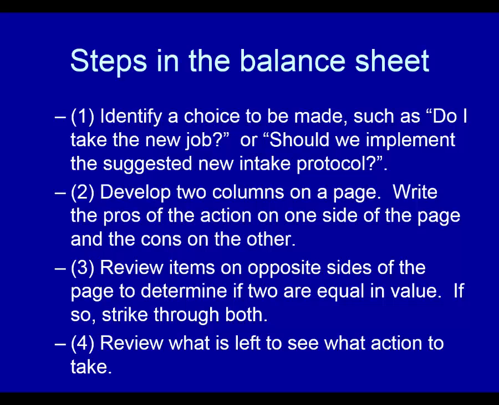So this is a choice to be made where you more or less have just two options. So you develop two columns on the page, write the pros of the actions on one side of the page and the cons on the other. So you review items on opposite sides to determine if two are equal in value. If so, you strike through them. They cancel each other out. This is something that Benjamin Franklin, I believe, described as a method he used. Then you review what is left to see what action is taken. So basically, you are reducing the cognitive strain. You still have options, information on two sides, on the pro side and the con side. You then sort of intuitively look at those and see whether pros outweigh the cons as you try to make your decision.